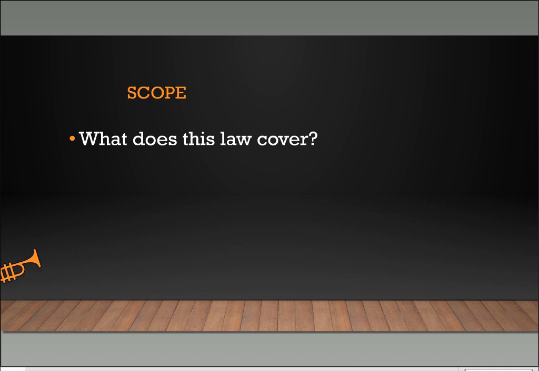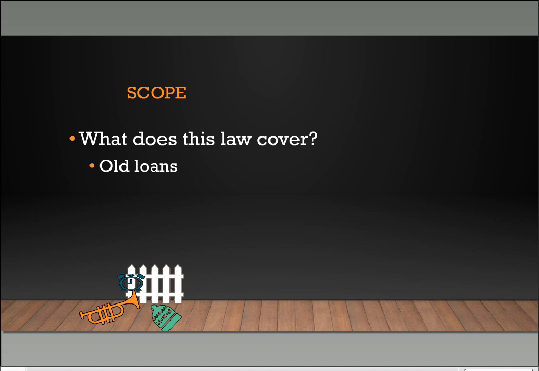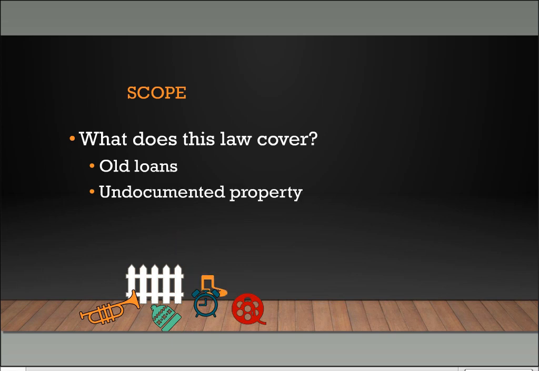All right, so here's the scope of the law. What does this law cover? It covers old loans, and we'll talk a little bit more about this in a second, but the law considers anything on your site where you have a person associated with it, whether that person is alive or dead, to be a loan. Whether or not you have a loan agreement is irrelevant. If it doesn't belong to you, and you know it belongs to someone else, and you know the name of the person, it's considered a loan.